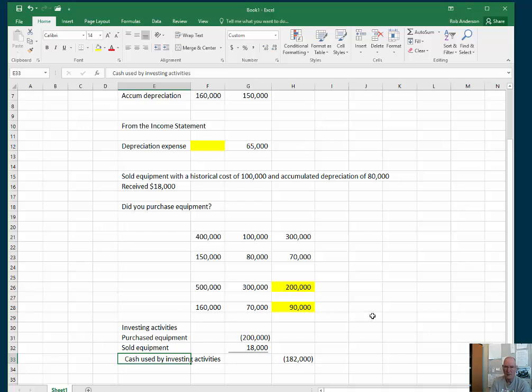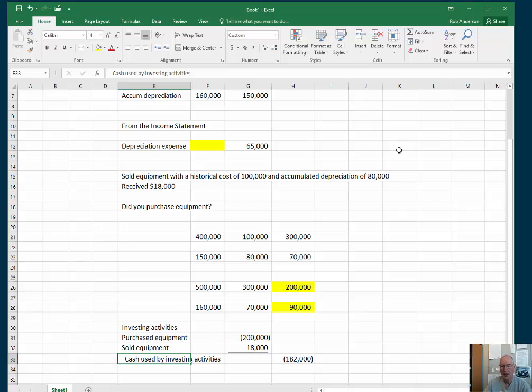Now, you might say, hey, can I net these out? Well, short answer, no, you cannot net them out. You can't just write, net purchase of equipment, or you can't write increase in equipment 182. You can't do that because we're trying to show investors and people interested in our statements where we spent money and where we receive money. So to net it would be to give them less information.